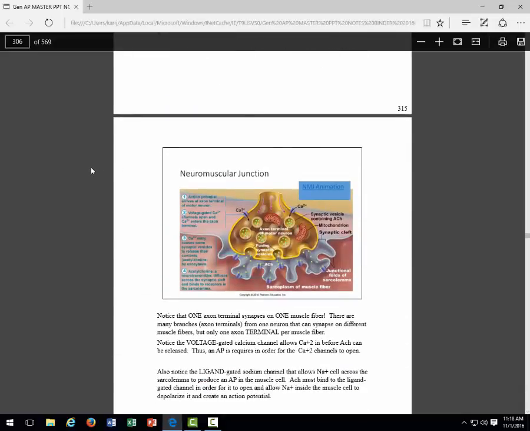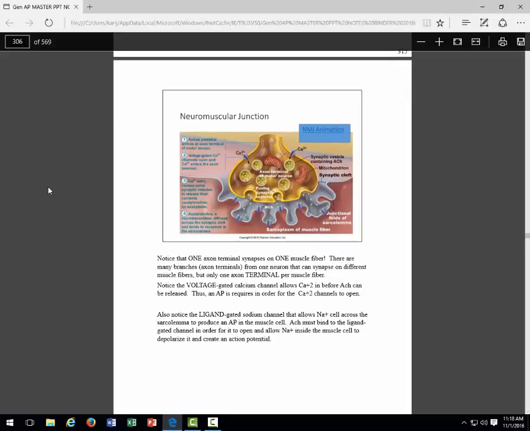And the neuromuscular junction, I have a nice video that goes with this, so I think we'll stop here and pick up with that next time.